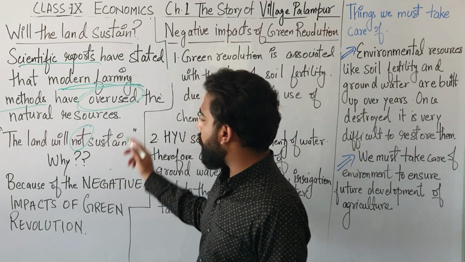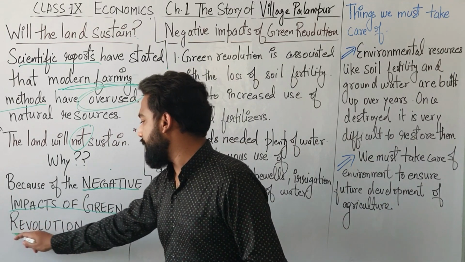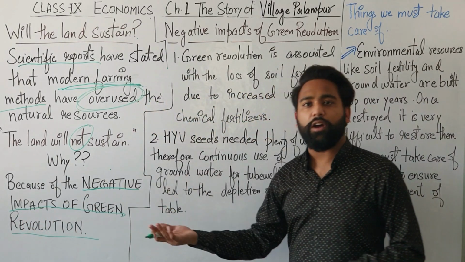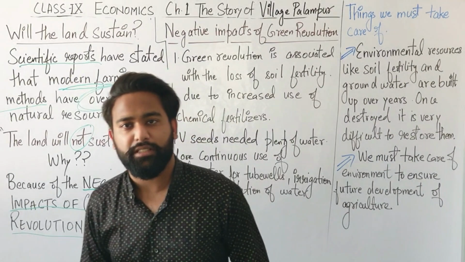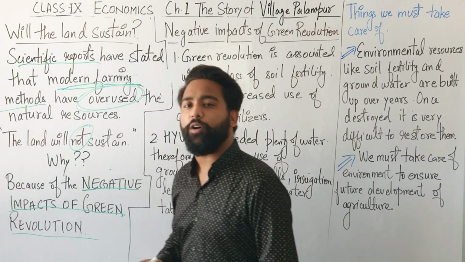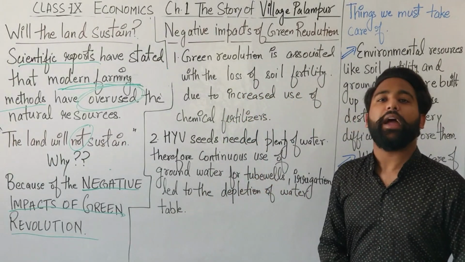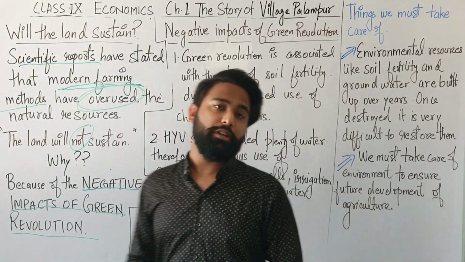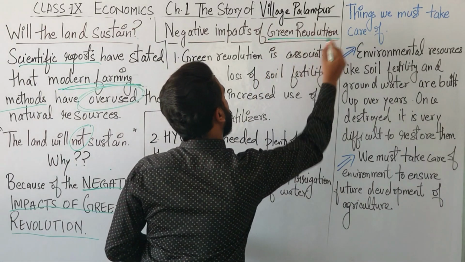Why? Because of the negative impacts of the Green Revolution. You just now read about the Green Revolution. Now, what are the limitations? Basically, the land will not sustain because of the limitations, the demerits, the negative impacts of the Green Revolution. Now, what are the negative impacts of the Green Revolution?